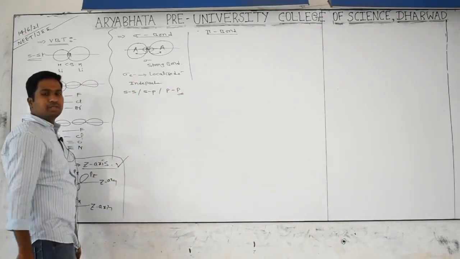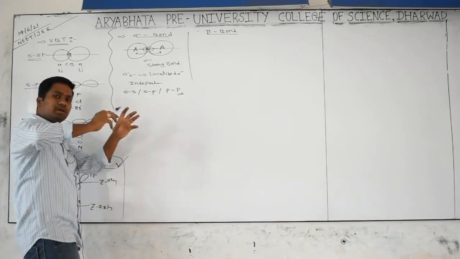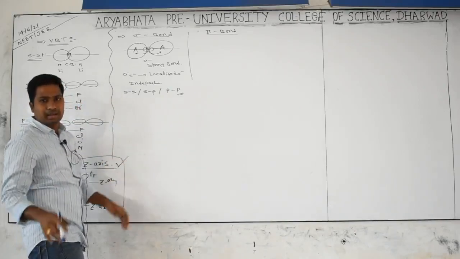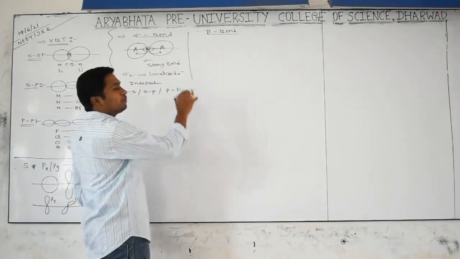The first bond that is forming is a sigma bond. With respect to a sigma bond, we can rotate the atom. Why? Because the sigma bond is a strong bond; while rotating, the bond cannot be broken. Now come to pi bond.